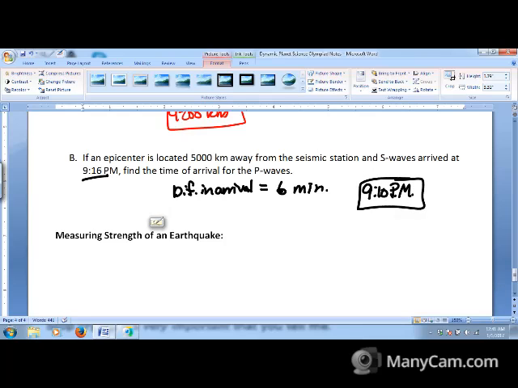Okay, that's it for this lesson. The next lesson, I'm going to actually do an epicenter lab, hopefully, and we're going to take a look at how to actually calculate the epicenter of an earthquake using charts and graphs.